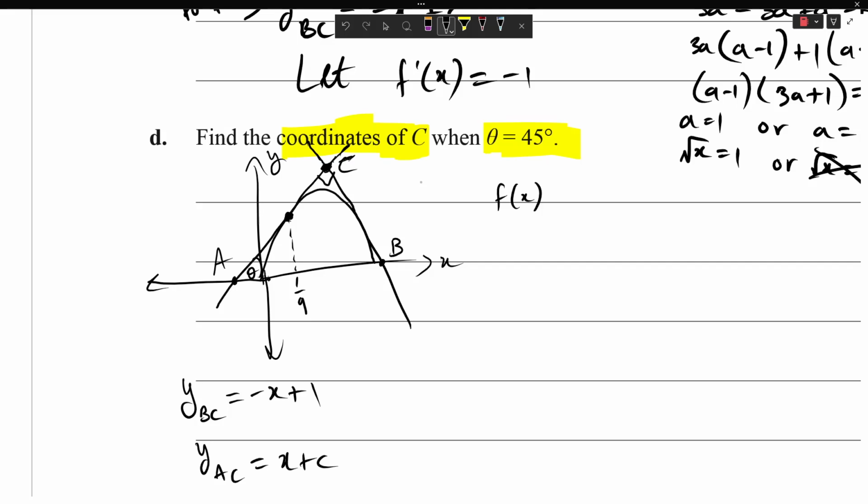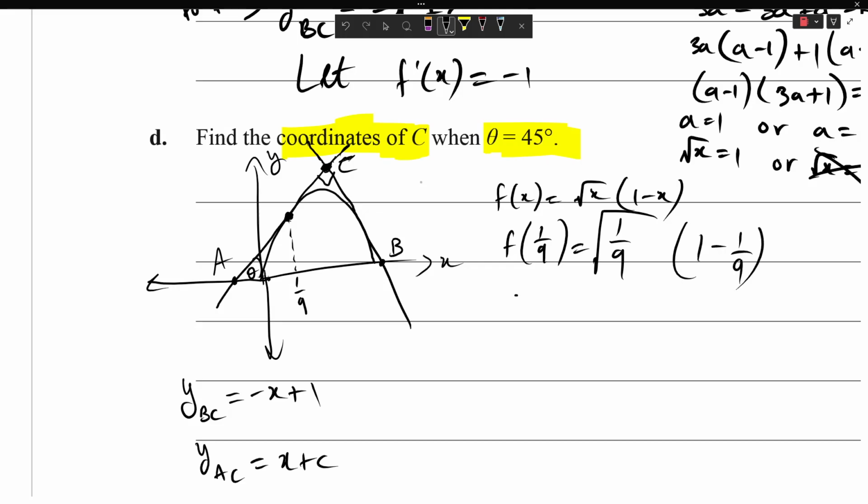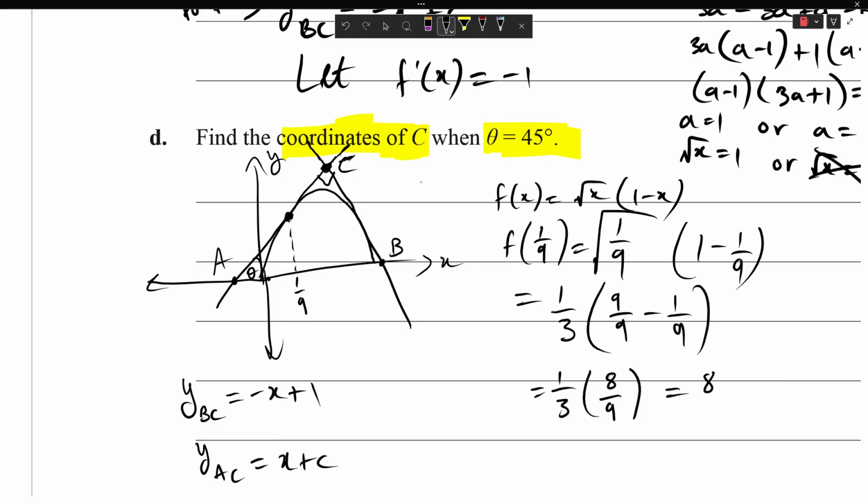Now we know f of x is square root of x times 1 minus x. F of 1 over 9 is the square root of 1 over 9 times 1 minus 1 over 9. The square root of 1 over 9 is just 1 over 3, and the inside, I'm going to make the base the same, and I'm going to do fraction subtraction just like I always have. And this gives us 8 over 27. That means the coordinate of this point is 1 over 9, 8 over 27.